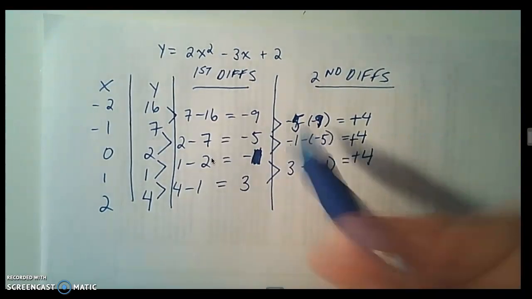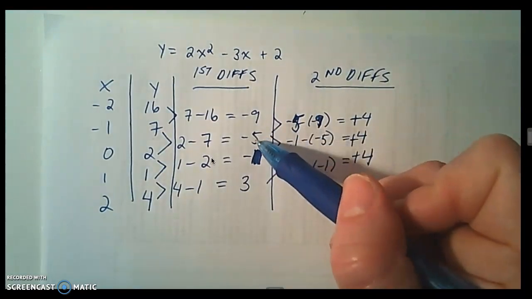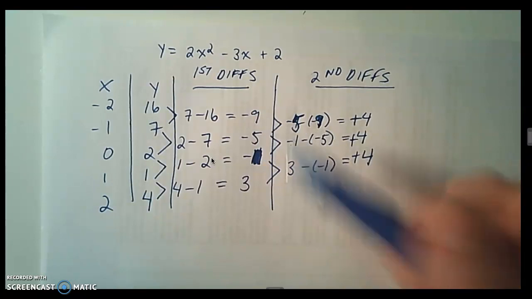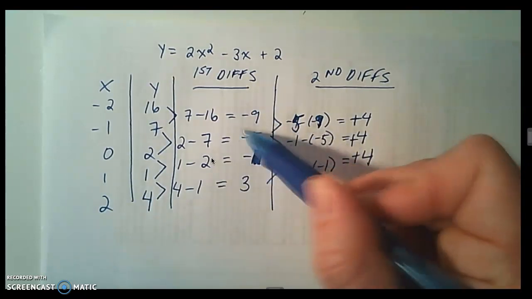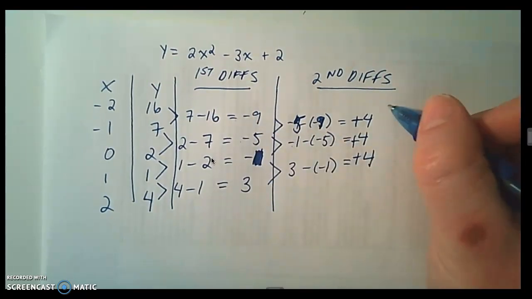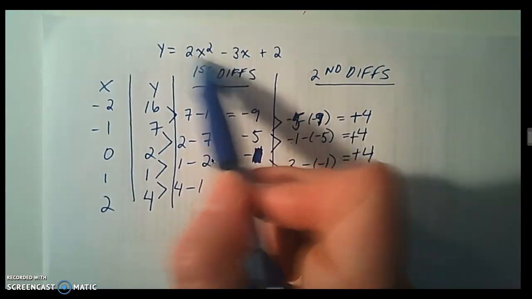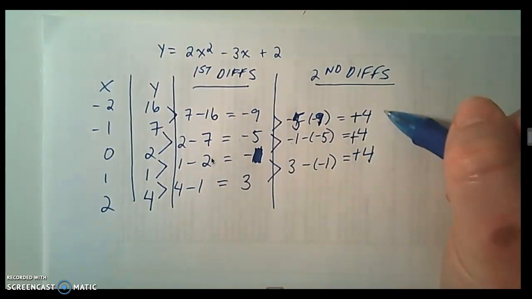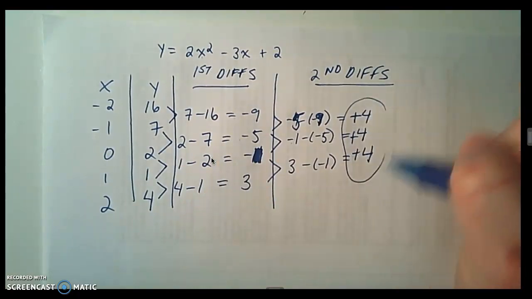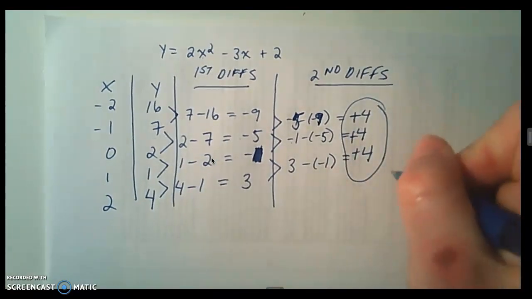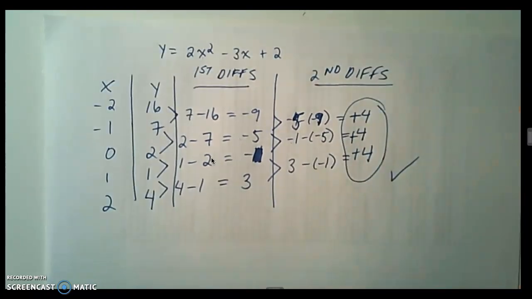Sorry, I made a mistake there. I forgot my rule about always doing the lower number minus the higher number, or the number below minus the number above. Okay? And if you're dealing with a quadratic relation, which is what this is, I can tell because there's an x squared here, then your second differences should all be the same. So if you're getting that the second differences are all the same, you are on the right track.